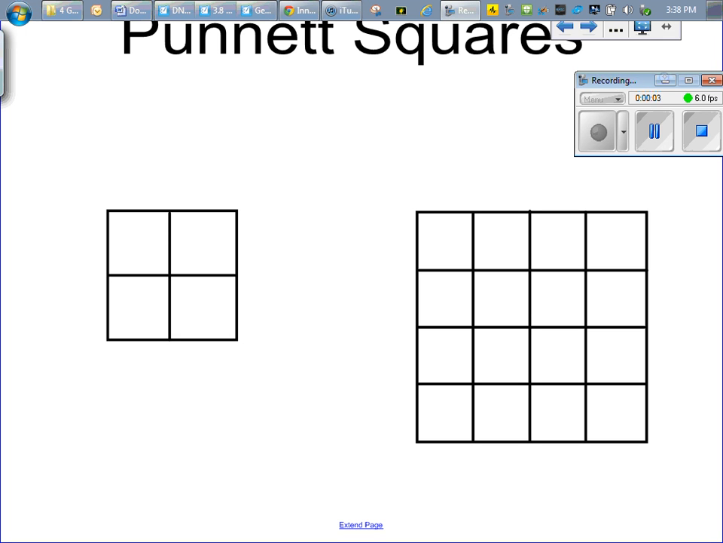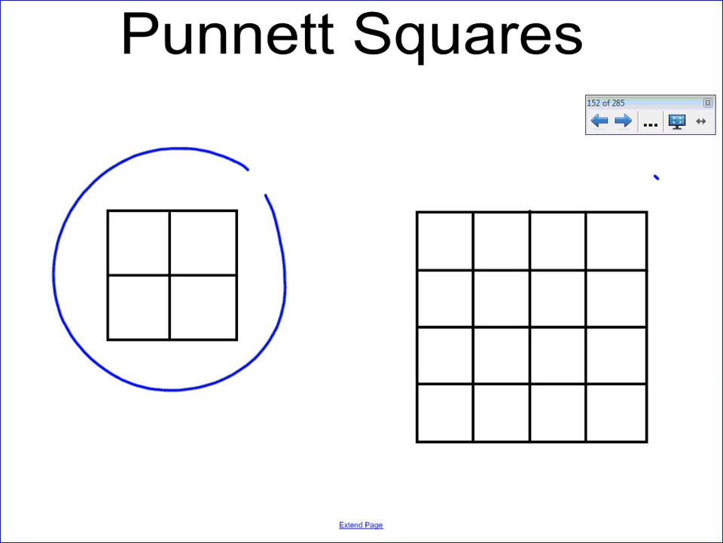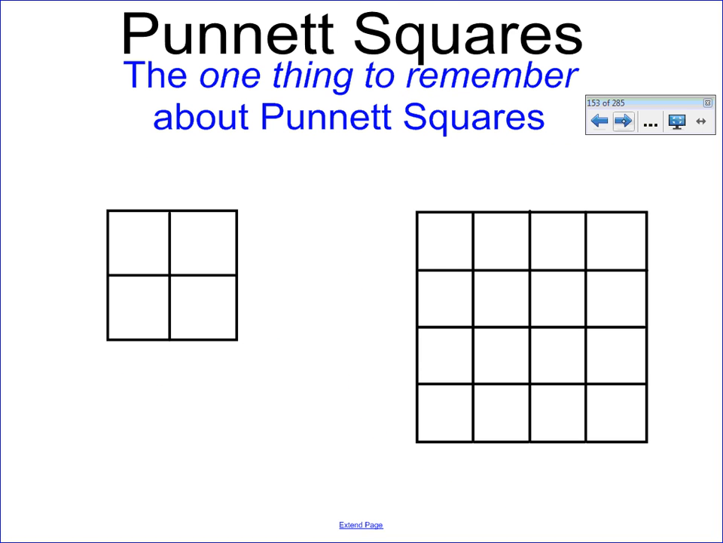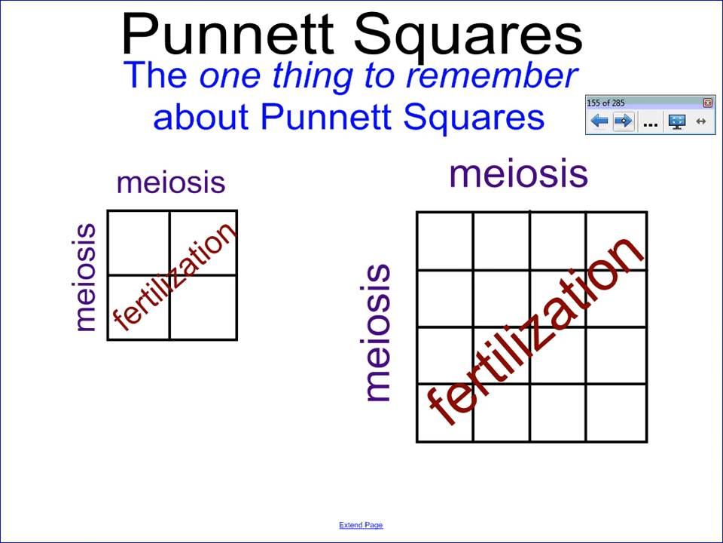Here's a quick review of how to do Punnett squares. Punnett squares are basically going to fall into two categories, either the monohybrid cross or the much scarier looking dihybrid cross. The one thing you need to remember about Punnett squares is that the outside represents the potential meiosis events. These are the gametes, so they should only have one copy of every chromosome. And the inside represents potential fertilization events, or the probability that a certain offspring will be created.